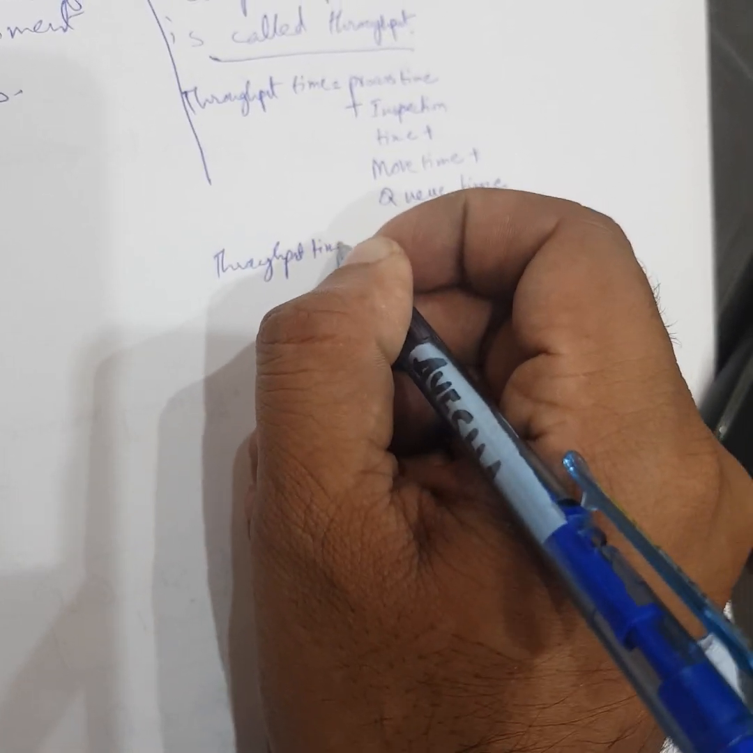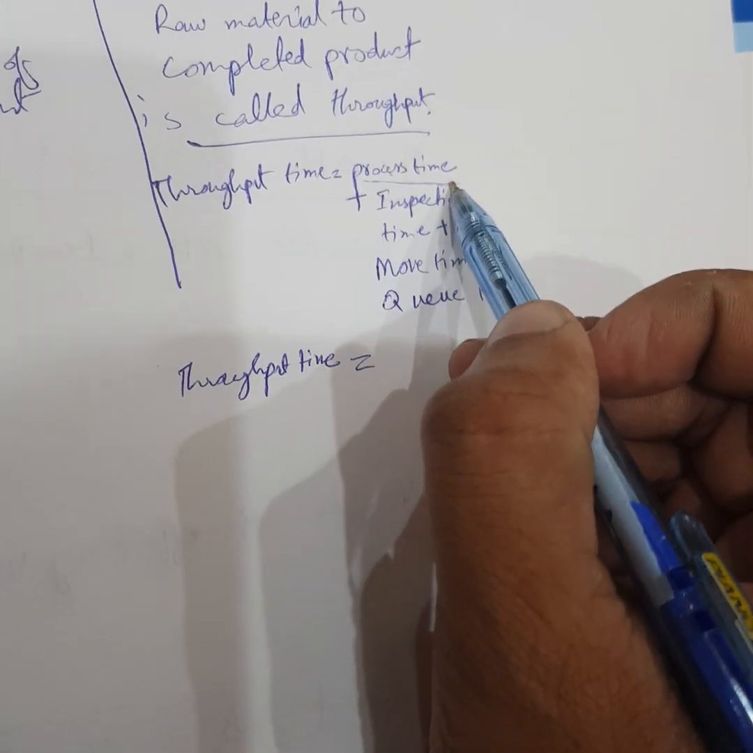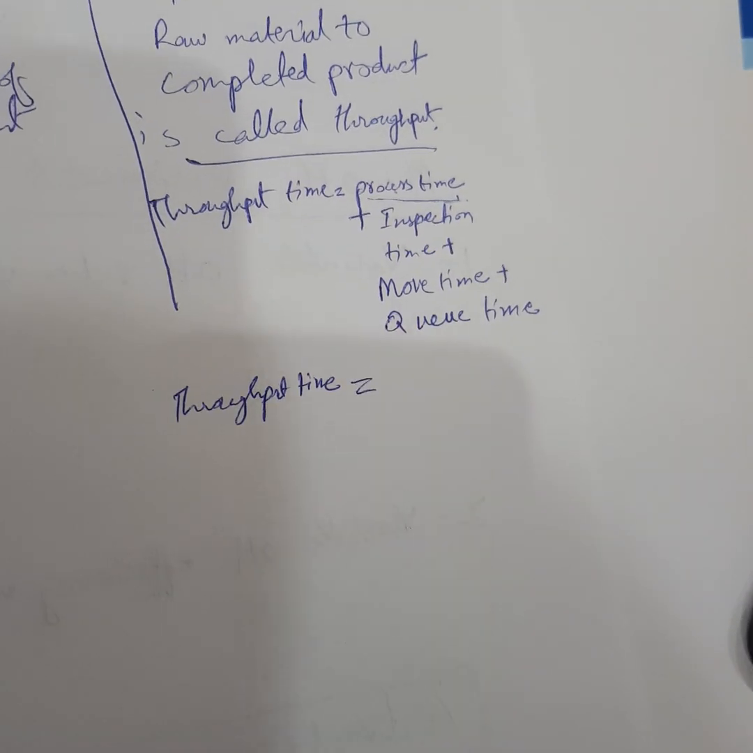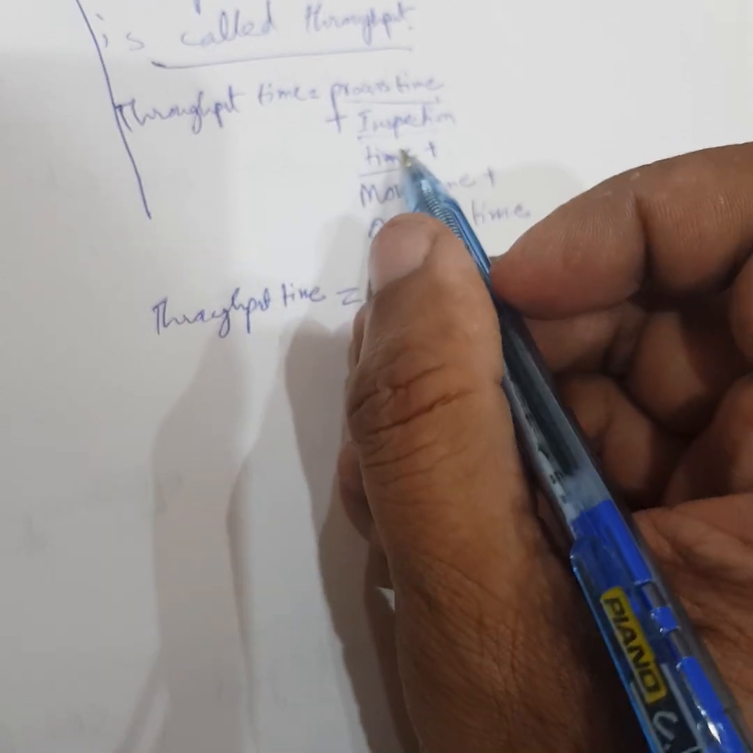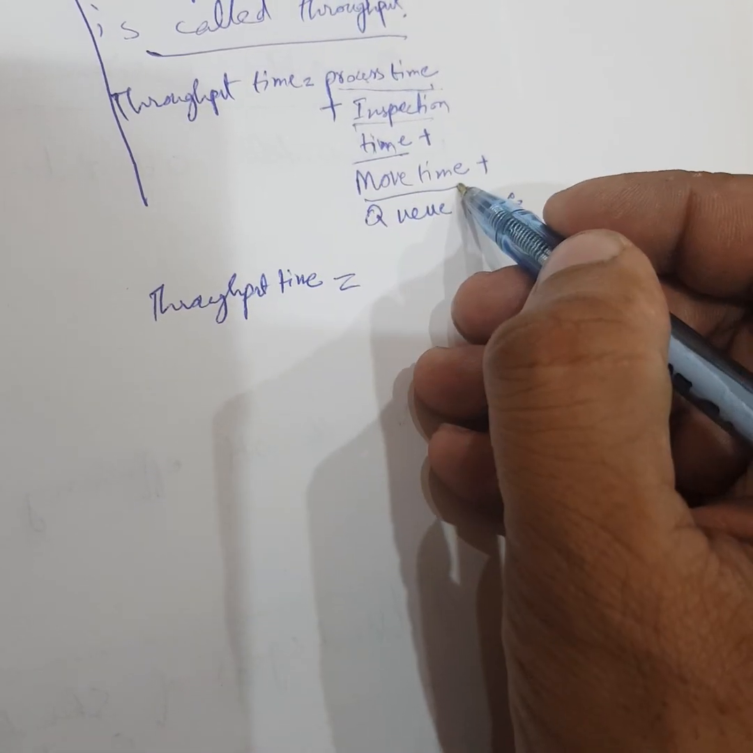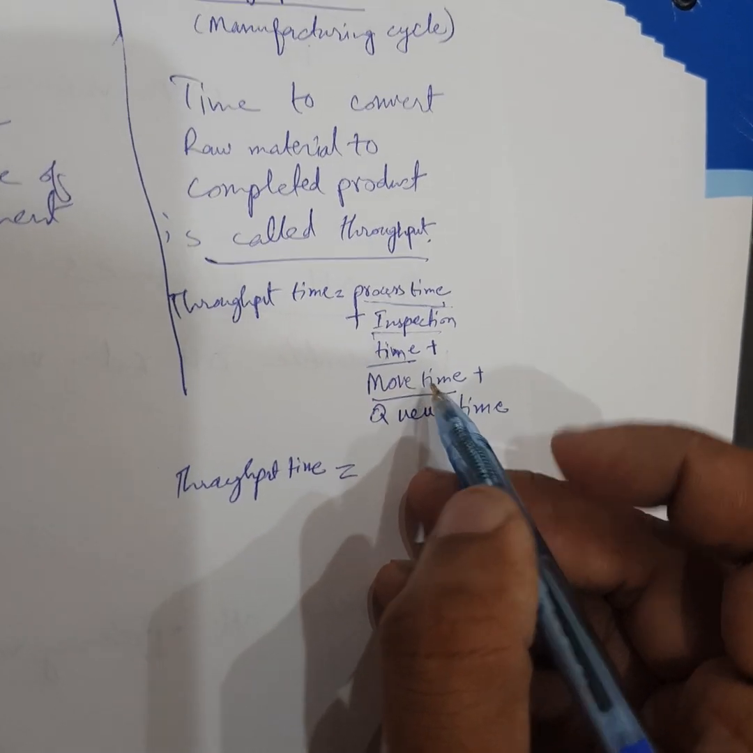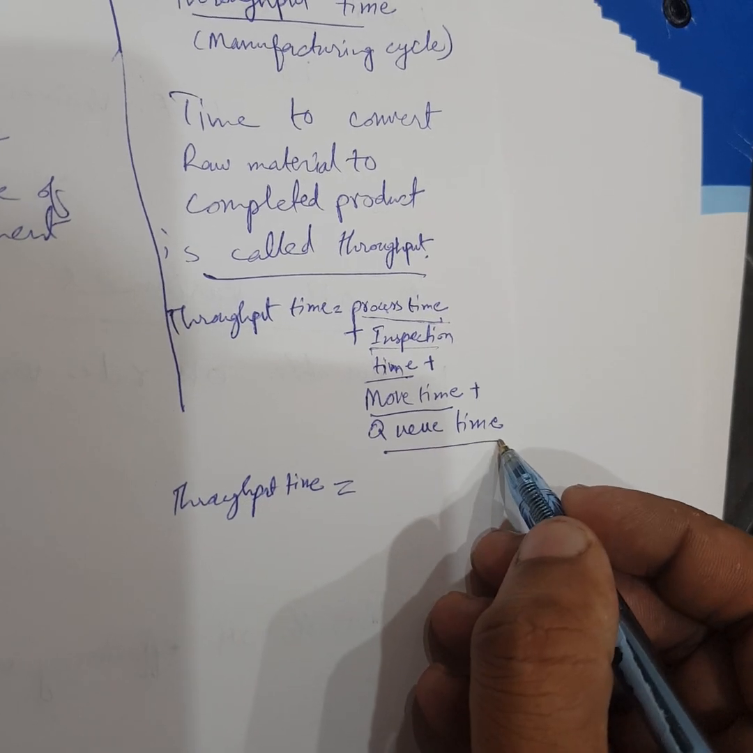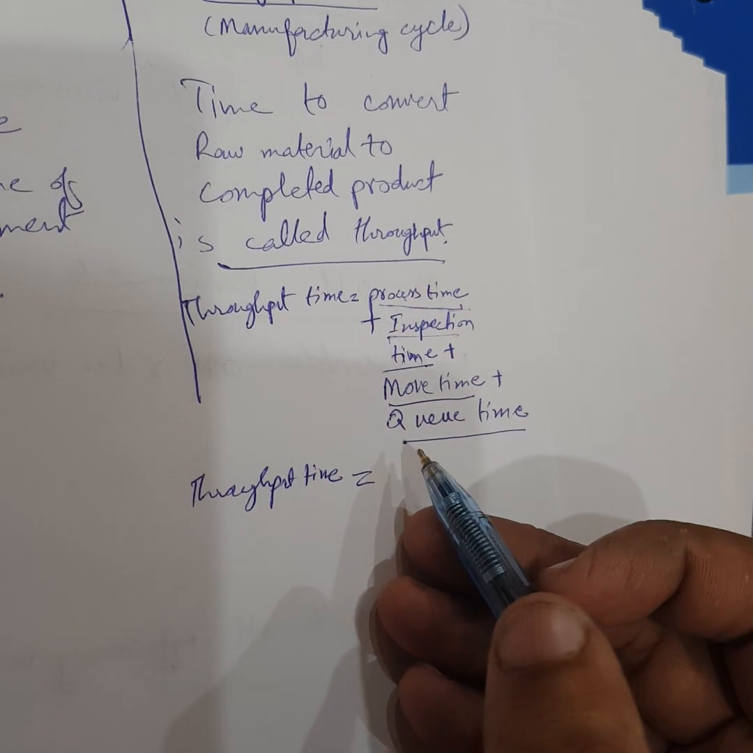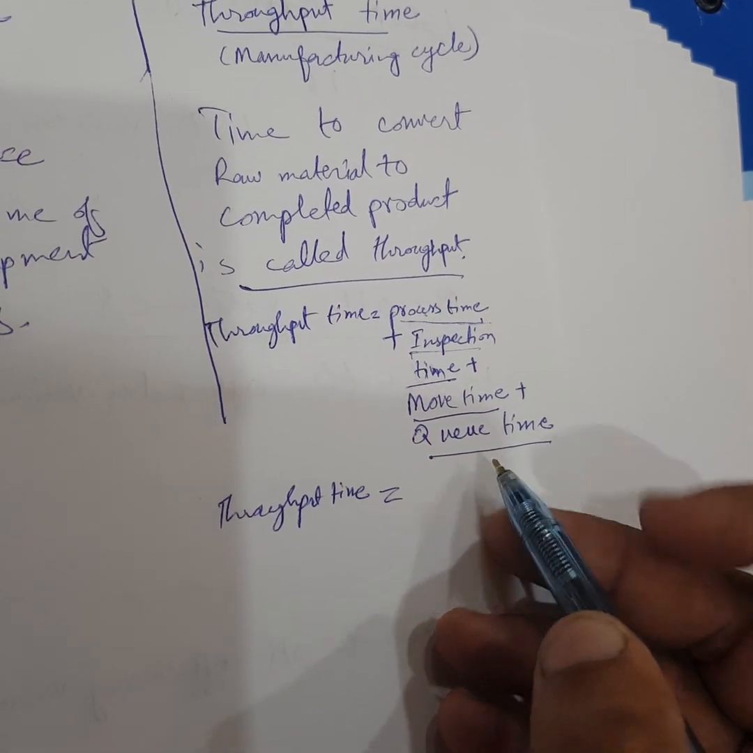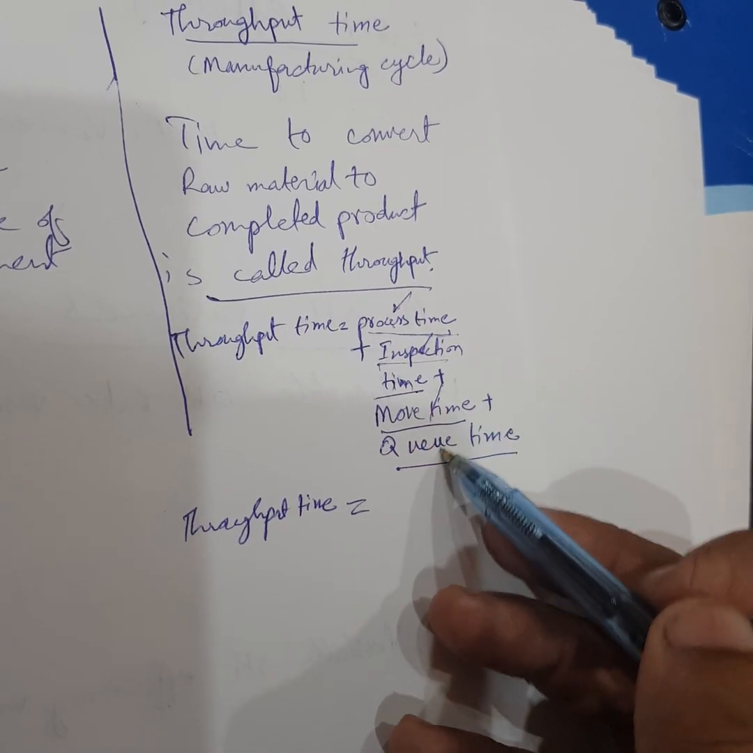It means process time is the time in which the raw material is joined together. Inspection is done about the product manufacturing quality. Move time is to move the product from the warehouse to the franchise, and queue time is the customer receiving time, the duration in which the customer receives the final product. So throughput time is the combination of these four types of times.